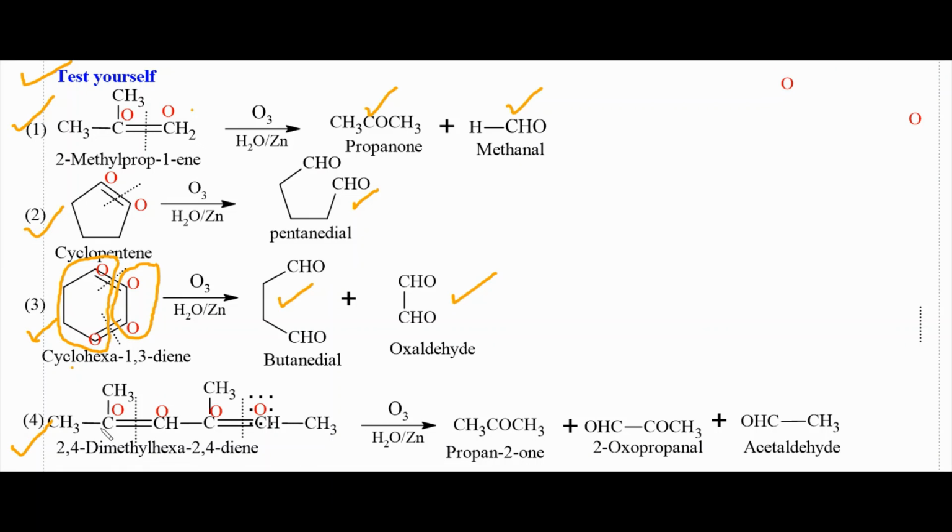This fragment becomes CH3COCH3, that is acetone or propanone. The middle fragment is CHOCOCH3, it is 2-oxopropanal. Then the last fragment is CH3CHO, acetaldehyde. So in this way we can find the ozonolysis product in a second's time, right?